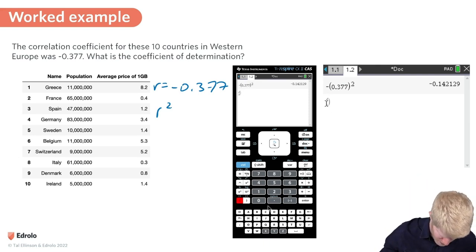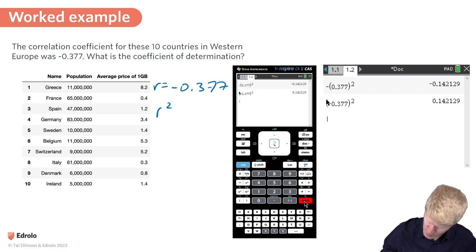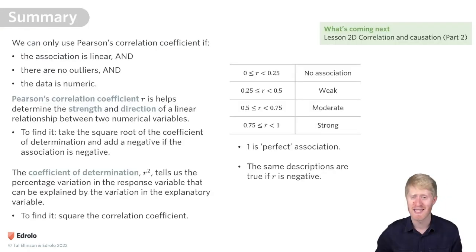Let's open up a bracket. Negative 0.377, and that entire number, including the negative, is what's being squared. Boom. Our answer is 0.142. Here's some summary.